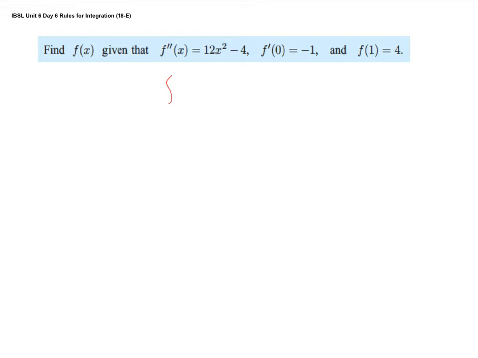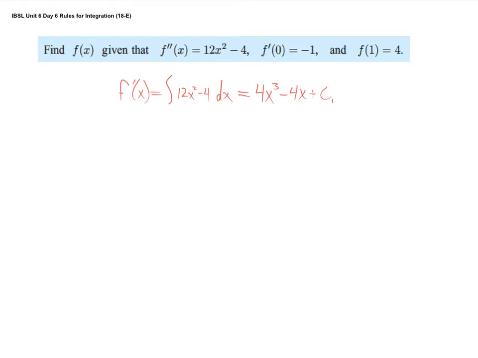Okay, let's take the integral of 12x squared minus 4 dx, and what do we get? It'll be 12x cubed over 3, so 4x cubed. What's the integral of negative 4? Negative 4x. 4x cubed minus 4x plus c. Okay? We'll call that c1 because we're going to do this twice. Alright? So, that is my first derivative. Okay? That's the first derivative.